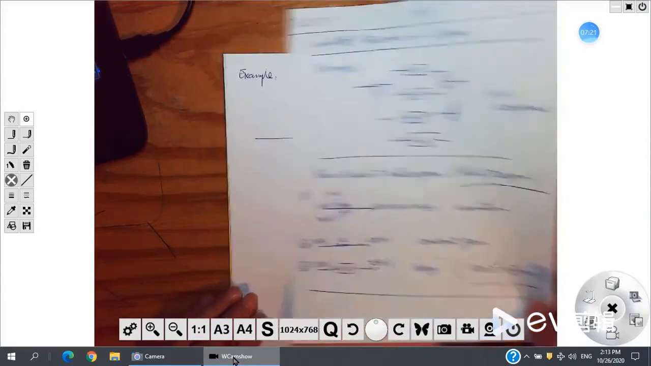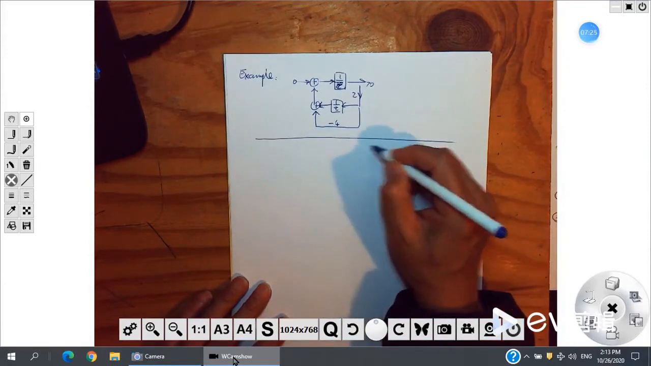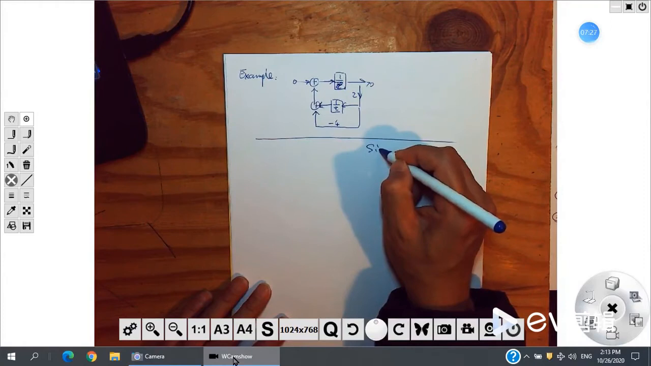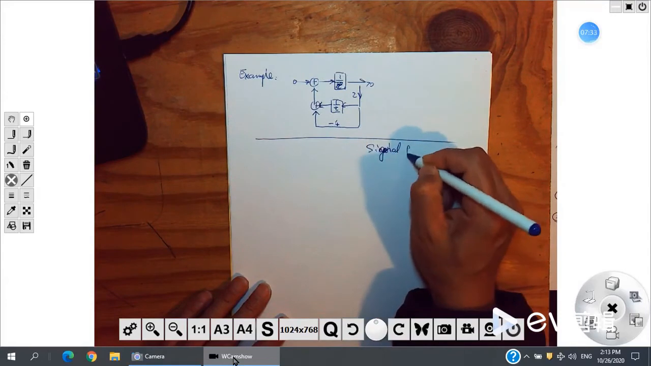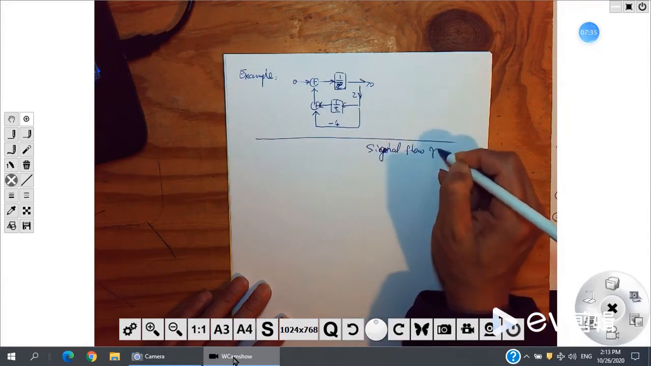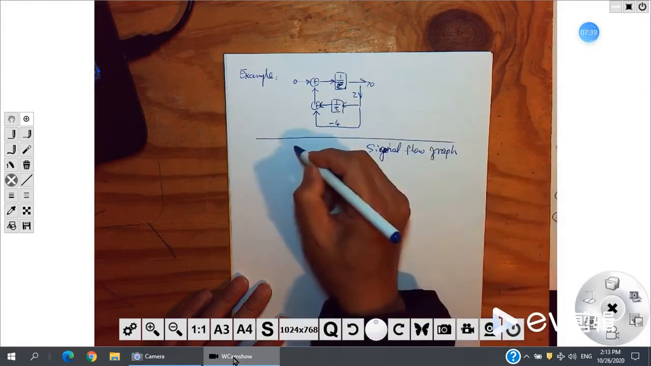We can also use another way to give the structure. It's a signal flow graph.